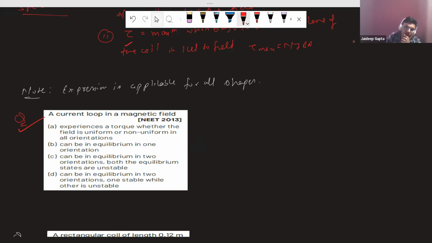A current loop in a magnetic field experiences a torque, whether the field is uniform or non-uniform. Can be in equilibrium in one orientation. Can be in equilibrium in two orientations, both of the equilibrium states are unstable. Can be in equilibrium in two orientations, one is stable, another is unstable. Write your answer fast. Which of the options is correct?